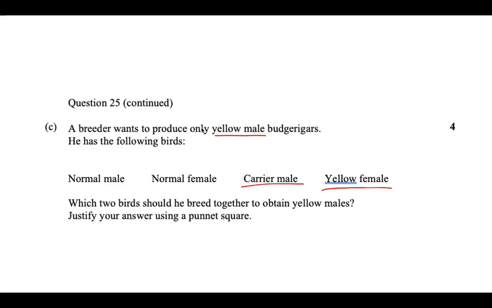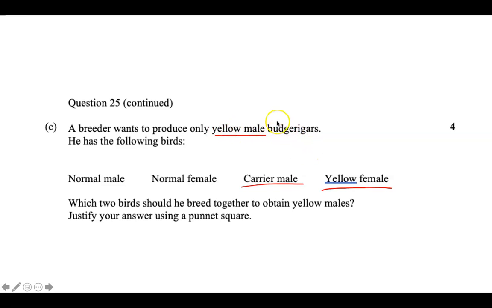So probably exam stress, but one answer I saw a little bit too commonly was the idea of breeding carrier male with carrier male or yellow female with yellow female to produce yellow males. Obviously, males and females don't breed together. We need to have a male and female breed together. Now, in terms of this question here, we want to produce yellow male budgerigars.